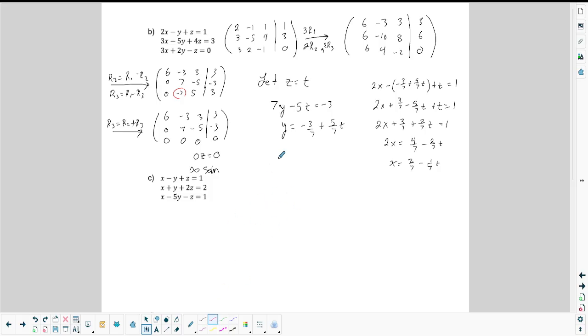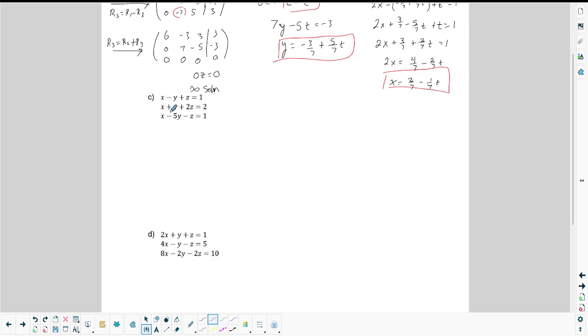Usually it's very nice of you to write them all in a row. I don't really have the space for it, so I'll just box them off. There is the parametric solution. Z is t, y is a bunch of fractions for the t, and then x is a bunch of fractions for the t. Notice that you only have one parameter, it's t, because it's a line solution. Lines only use one parameter because they have one direction vector.